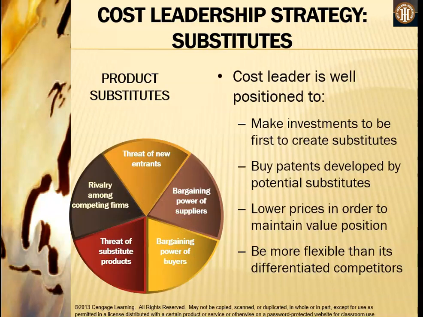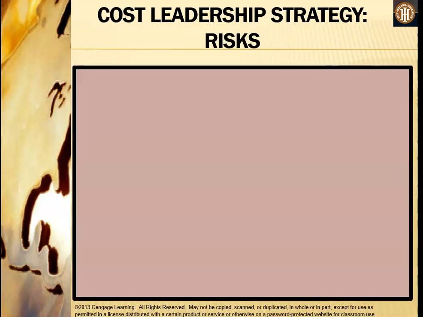Product substitutes. The cost leader is well positioned to make investments to be the first to create substitutes themselves. We use the example of Grace and Caribbean Choice, who created a substitute themselves. They also buy patents developed by potential substitutes. They lower prices in order to maintain a value position, and they may be more flexible than their differentiated competitors.